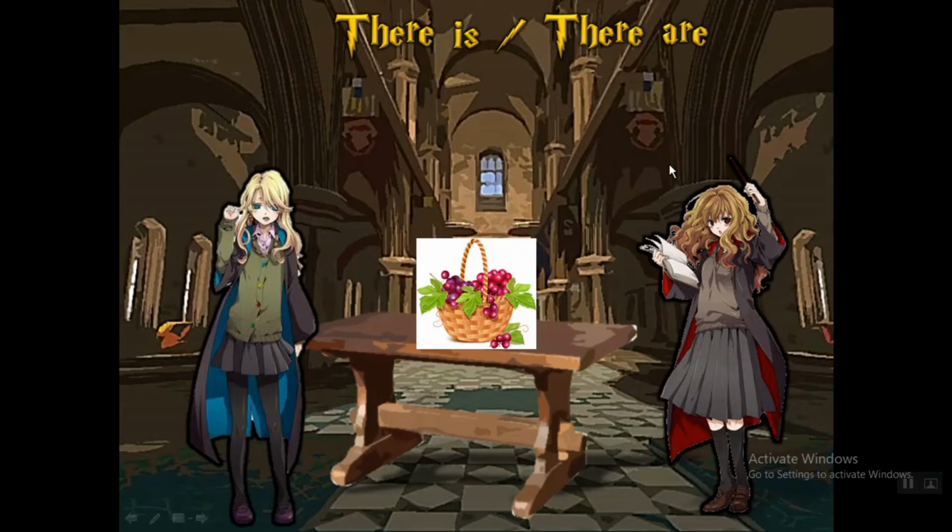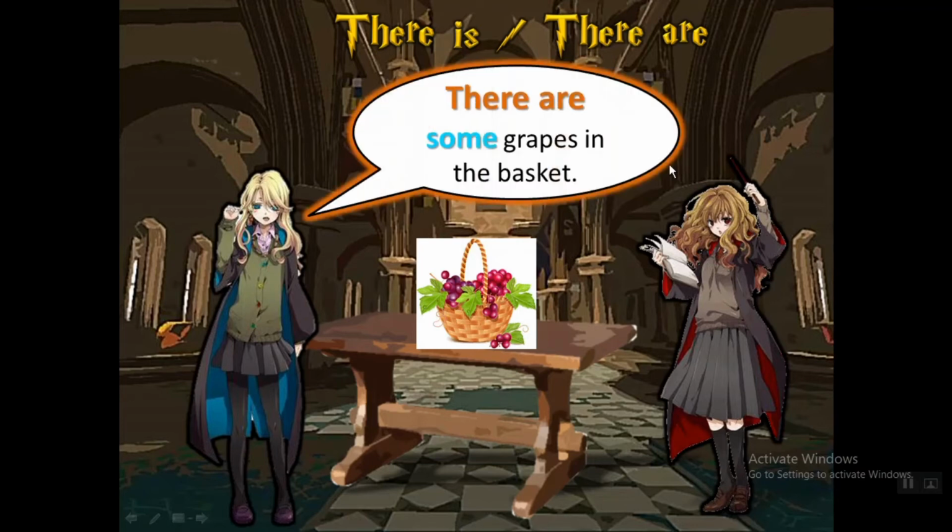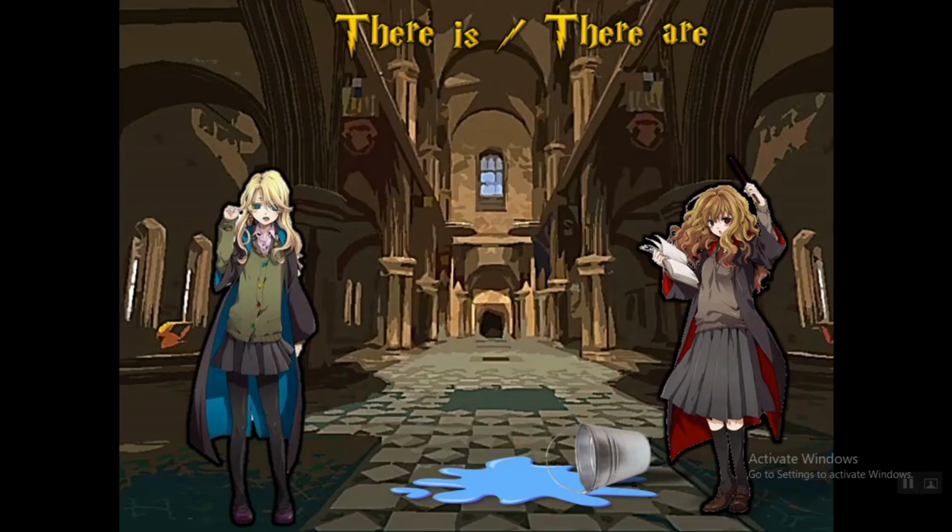Excellent, my students. There are some grapes in the basket. Okay. Look here on the floor. On the floor, this is the floor. What can you see here on the floor? Excellent. Water. So, is the word water countable or uncountable?